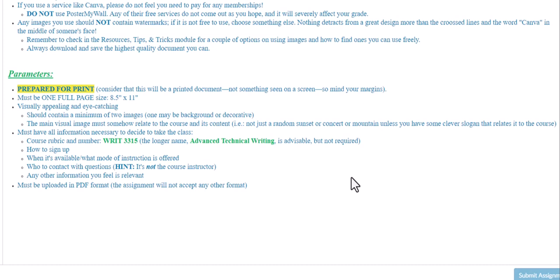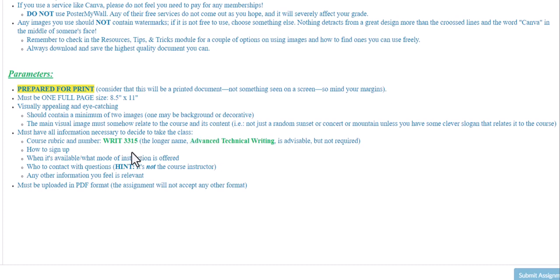Make sure that you include the course prefix and number. Writing 3315 must be there. Advanced Technical Writing should be there, but it's not required. Keep in mind, too, that this is advanced, like past tense. It ends in ED. I have so many students who just put advanced without the D, and that is not correct.